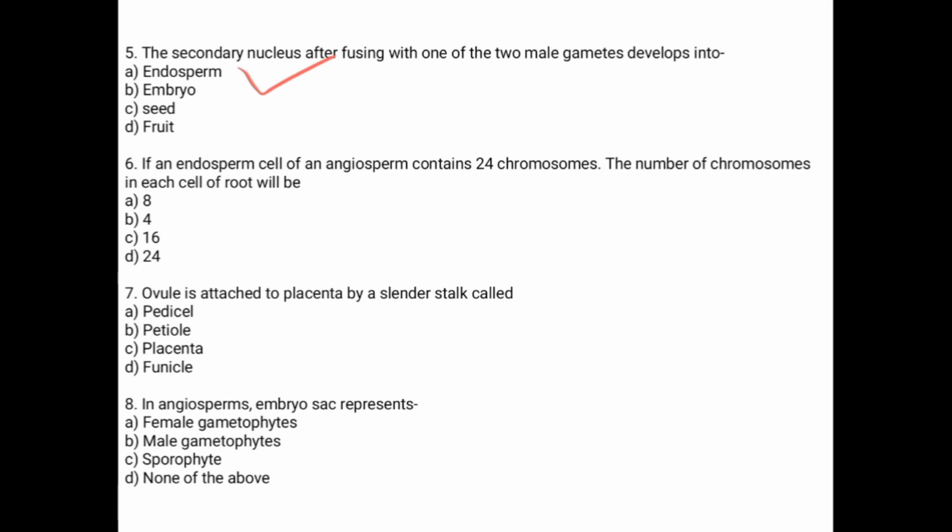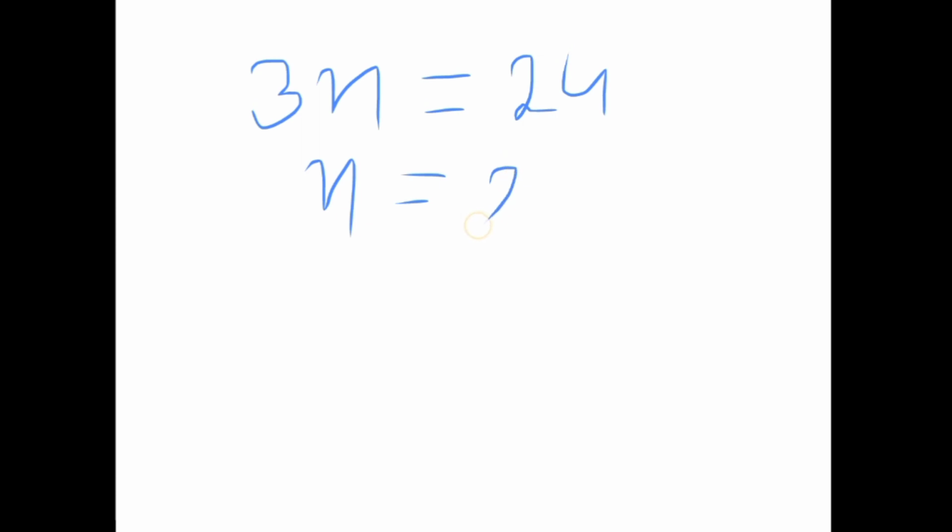each cell of root will be, here the endosperm is triploid in nature, so that is 3n. Here the question is, if the endosperm cells of an angiosperm contain 24 chromosomes, then 3n equals 24. Then n is 24 by 3. Then the answer is 8.